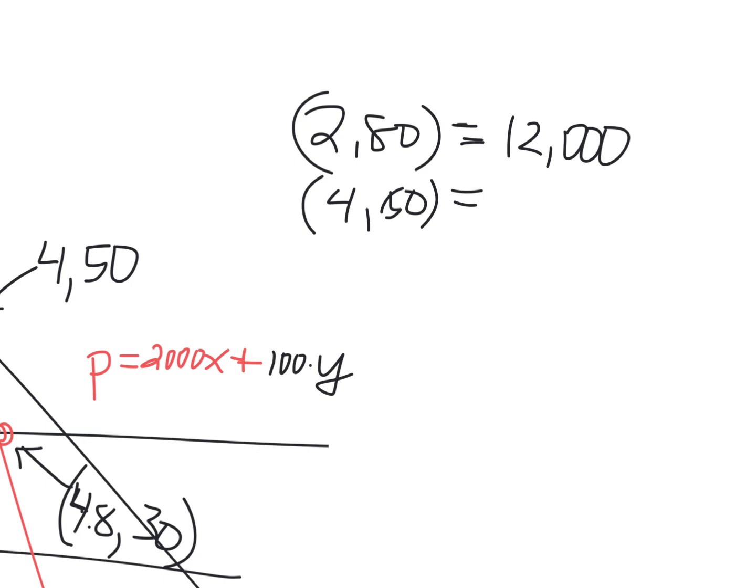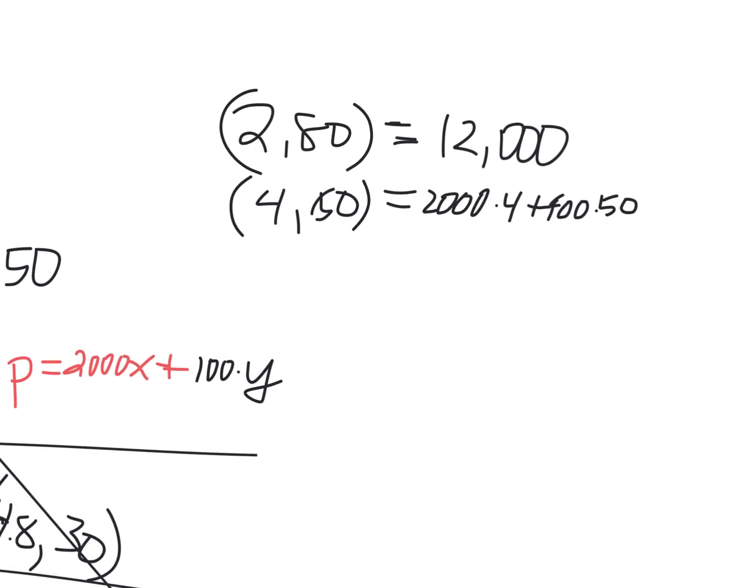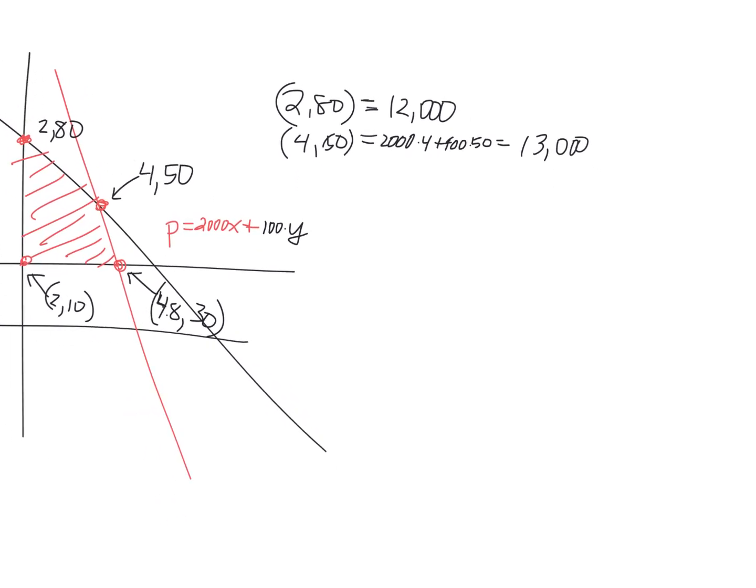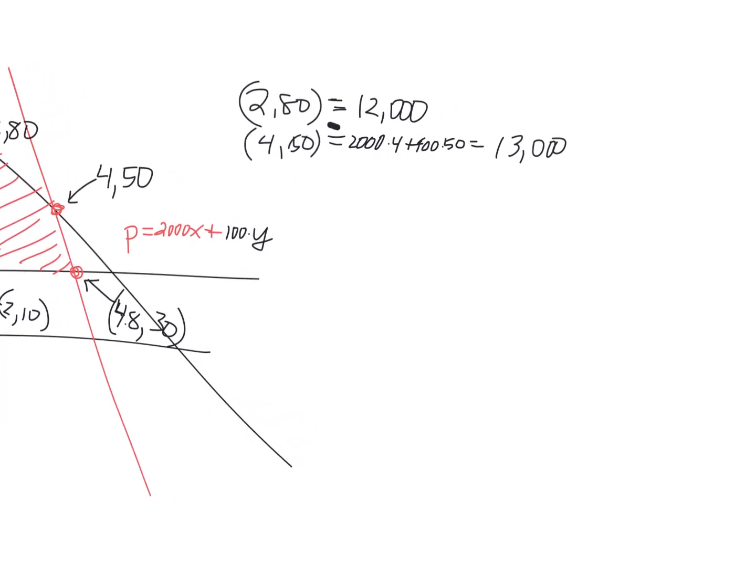Okay, good. And then this one will be 2,000 times the 4 plus 100 times the 50. I think that's 13,000. Anybody else get 13,000? All right. So we got our answer. We should have 4 cows and 50 chickens.